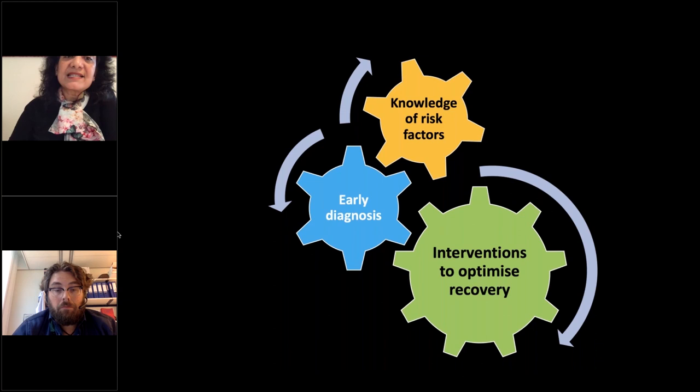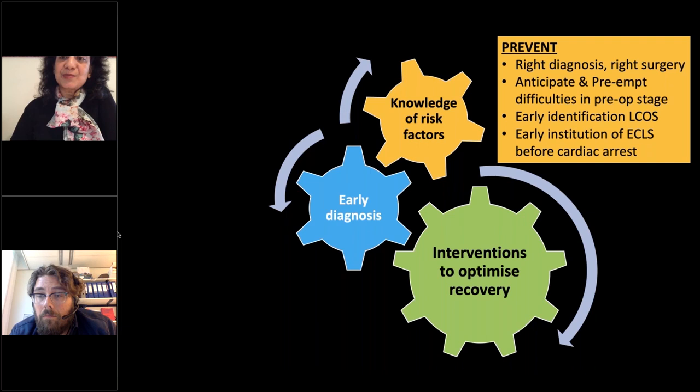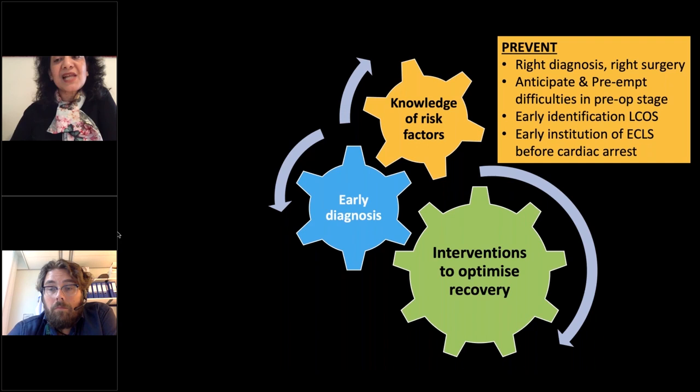So to summarize and coming back to the cogwheel approach, first, it's important to be aware of the risk factors. We need to prevent, we need to identify the right diagnosis and have the right surgery. We need to anticipate and preempt any difficulties in the preoperative stage so that we can be prepared for any complications post-op. Low cardiac output state should be identified early, with early institution of ECMO before cardiac arrest.